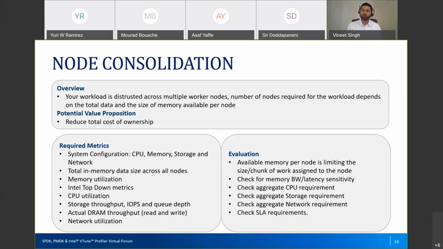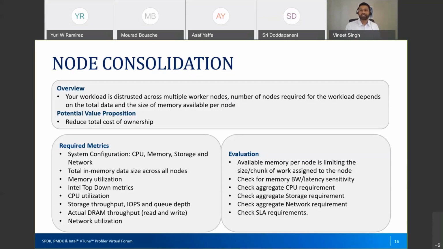And in case of CPU, you might be running an older version of CPU, for example a Broadwell system. You need not worry about that, because on the new system you will have a better CPU, for example a Cascade Lake CPU. So you need to keep that in mind as well when you are talking about the aggregate CPU requirement.